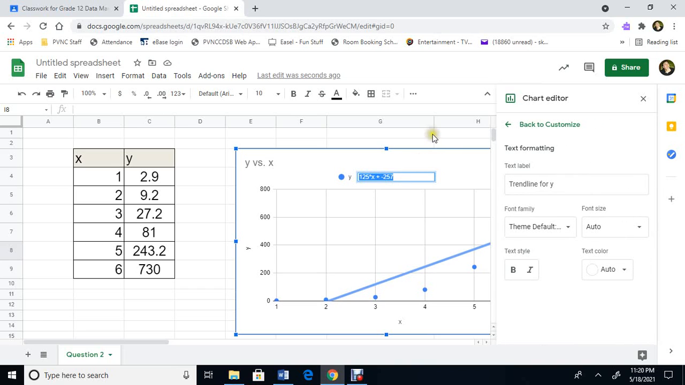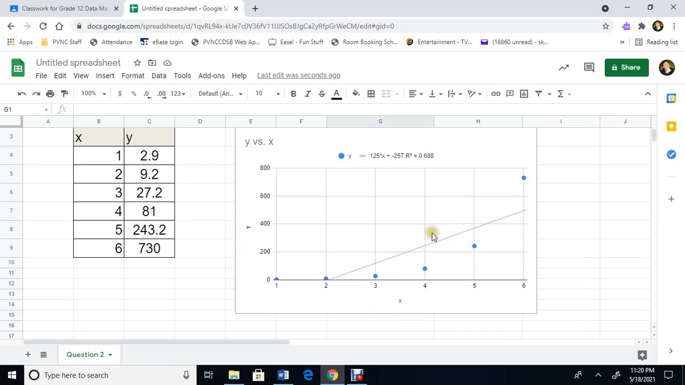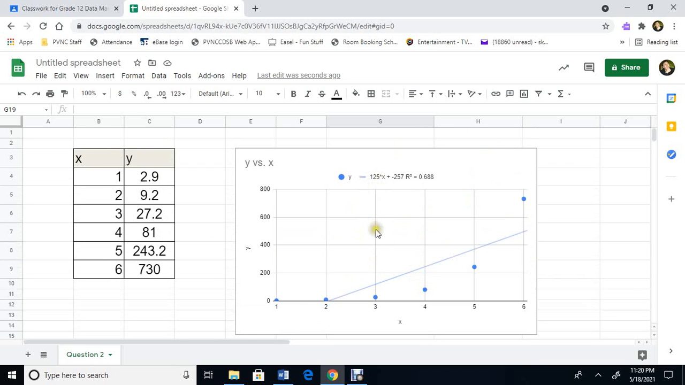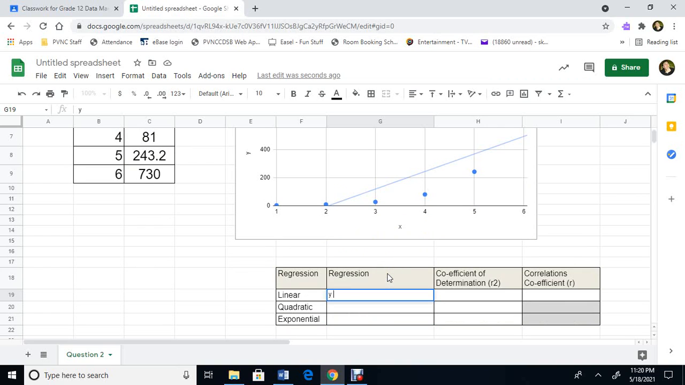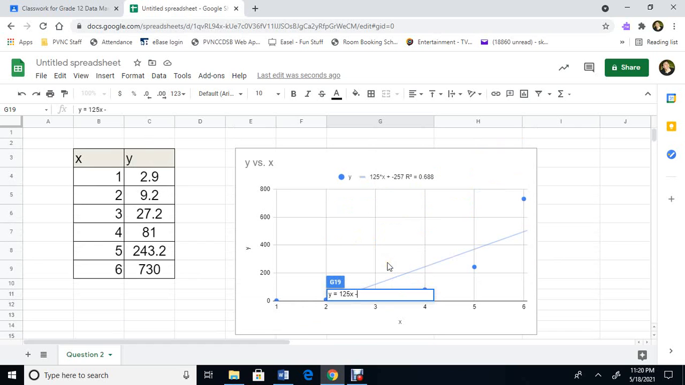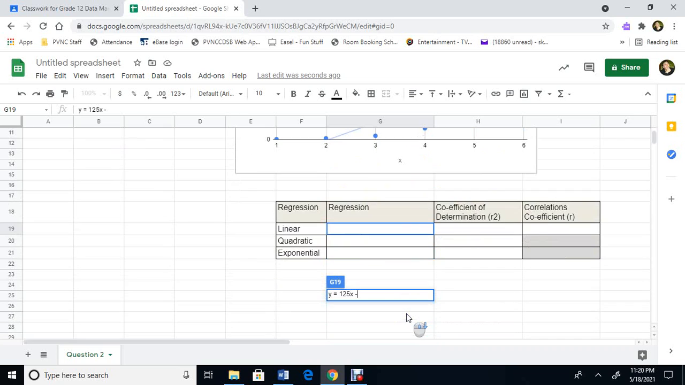Okay, y equals, so we could just type it. I've created a little table down here, and in here you can type this equation: y equals 125x minus 257. It says that's the best line here. So minus 257. I'm just setting up a nice little table here.